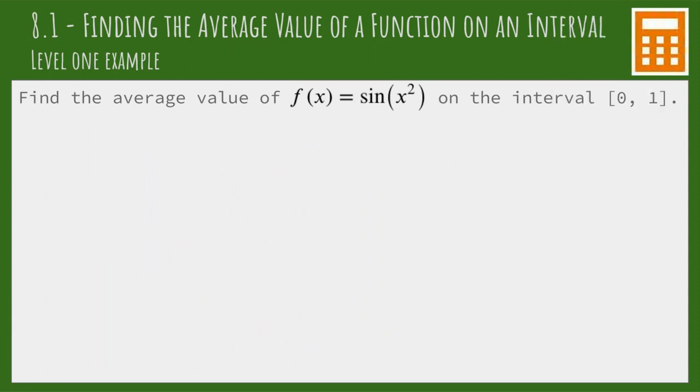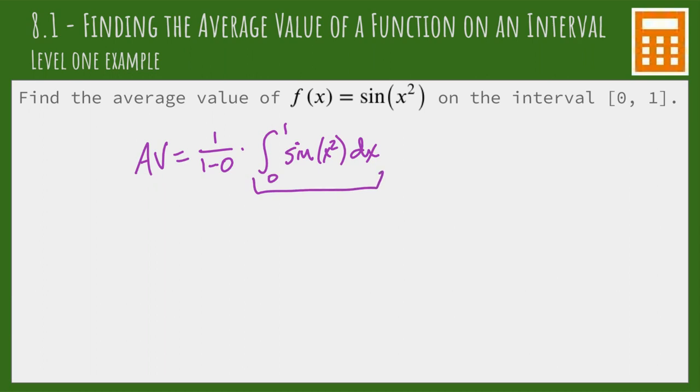So the average value is going to be 1 over b minus a times the integral from 0 to 1 of sine of x squared dx. Now, I want to point out that this has to be a calculator problem because this integral right here we cannot evaluate by hand. Sine of x squared is one of those functions that I talked about that does not have a closed form antiderivative. And in order to evaluate this definite integral, we need the antiderivative. So the alternative is using technology to help us out here.